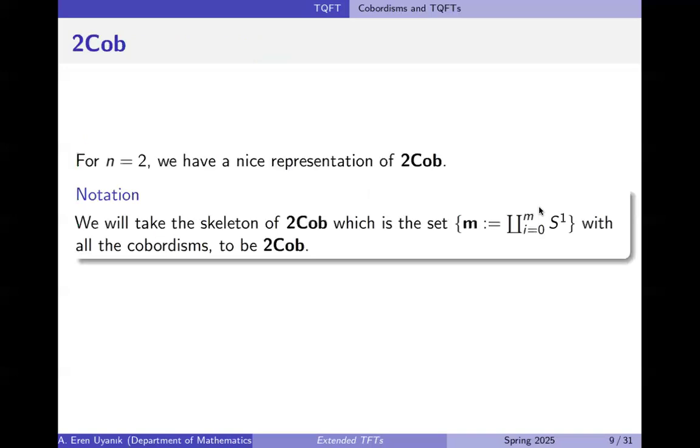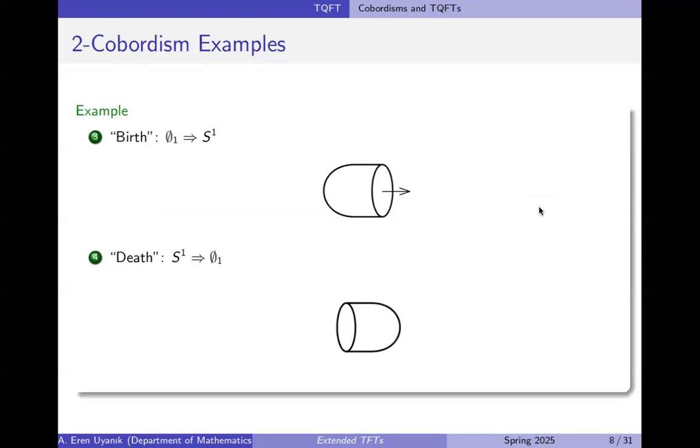We will work with 2-dimensional cobordisms. And in this case, the skeleton, the essence of the category, is just given by the n-fold disjoint union of circles. Thus, you take an object, it should be homeomorphic to one of these elements, and the cobordisms between them. When we say 2Cob, we will mean this skeleton. The previous slide, you had S1 bar.